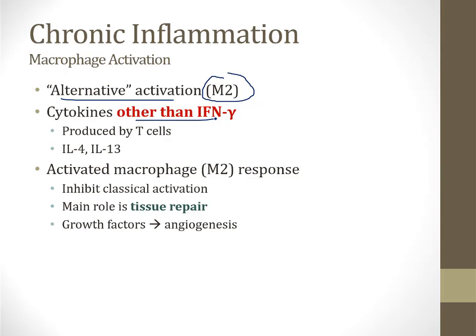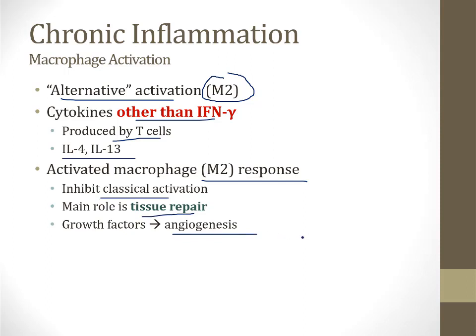So besides interferon gamma, many other cytokines are produced as part of the inflammatory response. And some cytokines produced by T cells, especially IL-4 and IL-13, can also activate macrophages just like interferon gamma, but they don't generate the same response. They generate an alternative response. And what macrophages activated via the alternative pathway, the M2 macrophages, do is something different than the M1 macrophages. These macrophages actually inhibit the classical activation of other macrophages, and their main role is tissue repair. They secrete growth factors, which leads to angiogenesis and tissue repair.